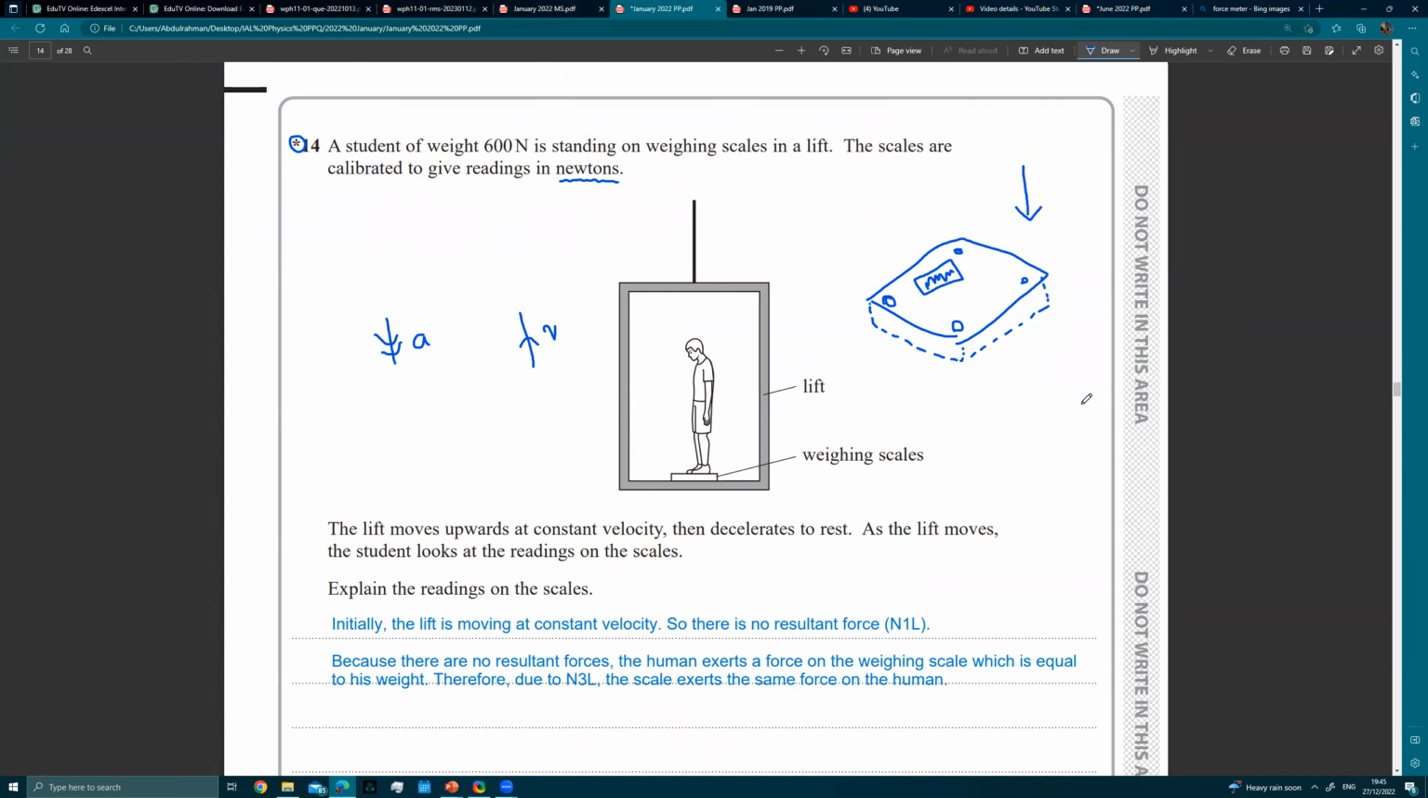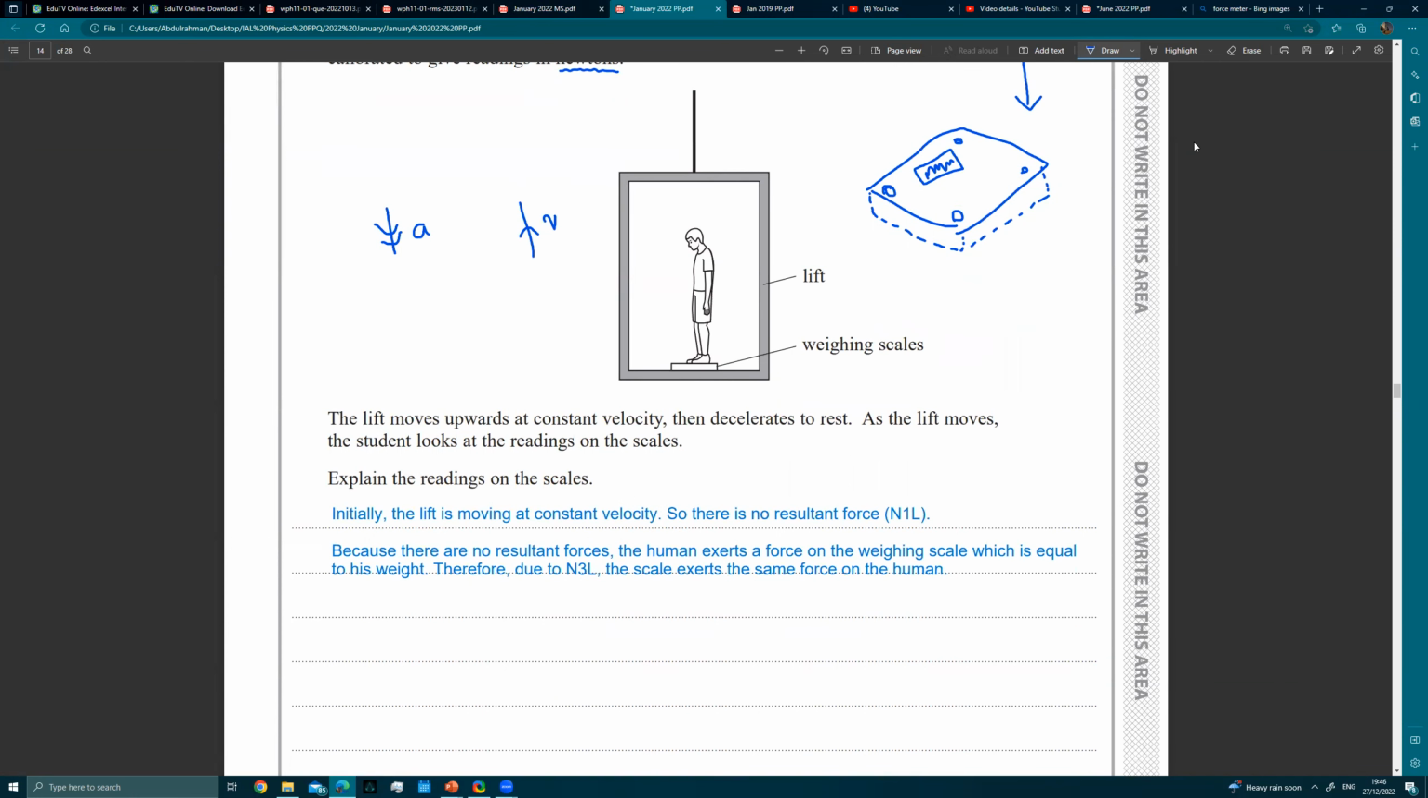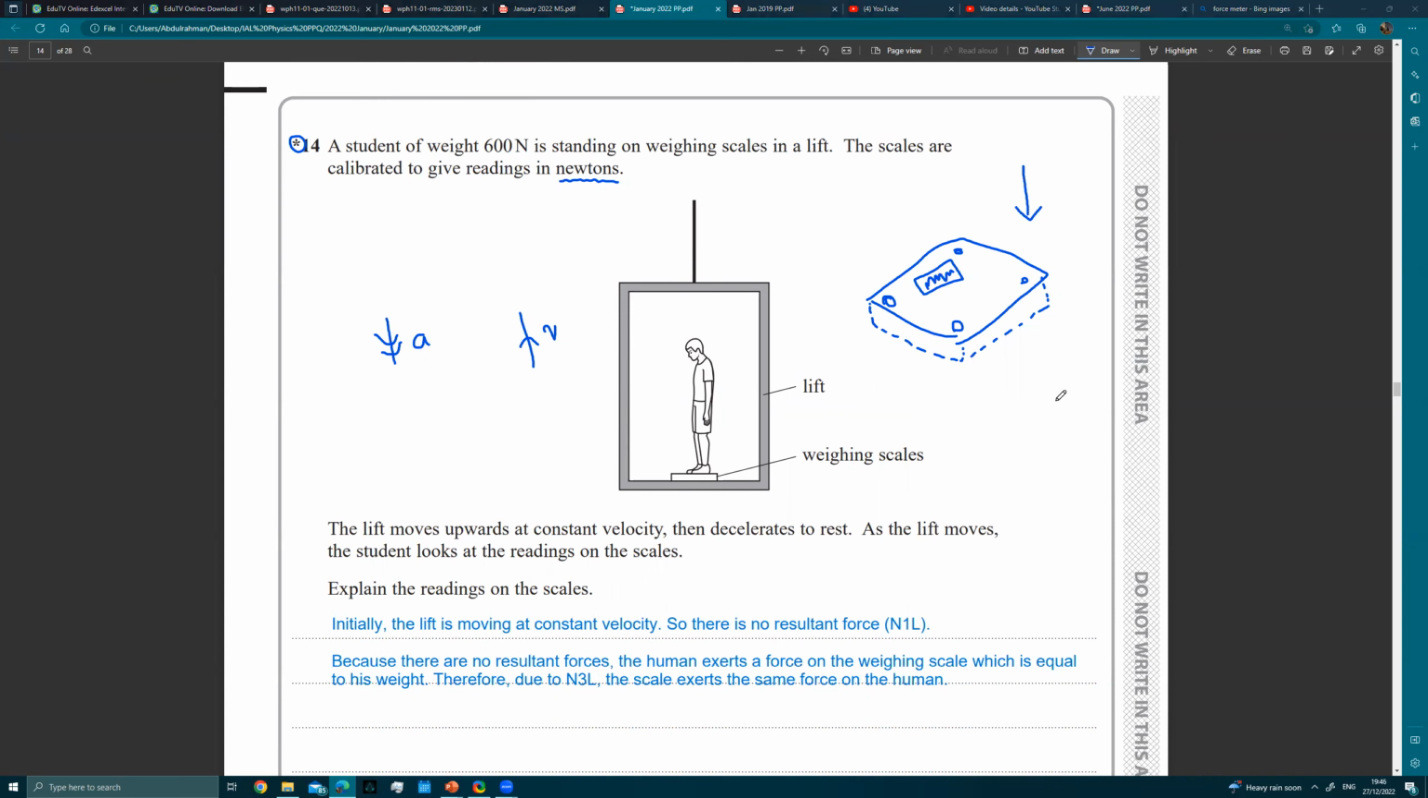Yeah, but what force is he applying, for example, on this scale? It's going to be weight, right? So why is it reaction force and not weight? Good. So right now, he's applying a force on the scale. The scale is applying a force back on him.